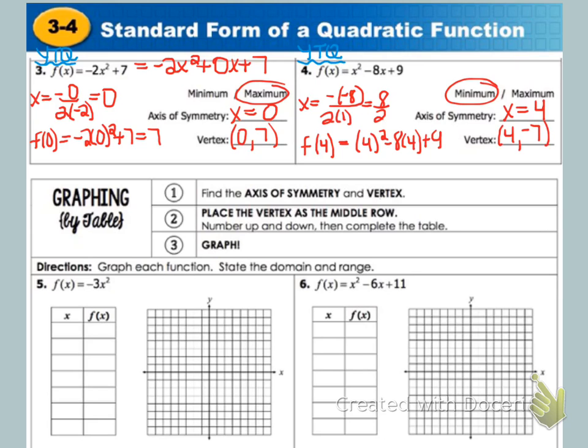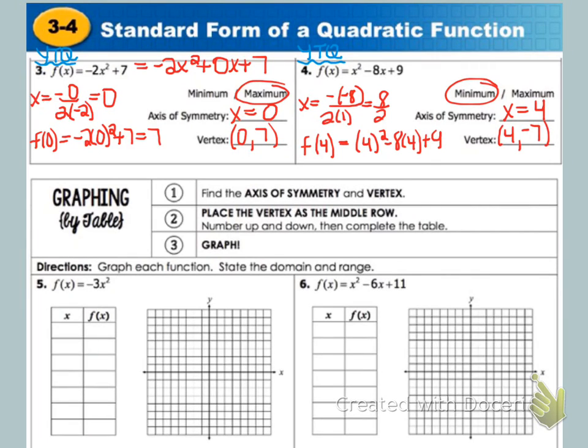All right, so thank you for trying those and tuning back in. Let's take a moment and check our answers. Number 3 represents a maximum. The vertex would represent a maximum. The axis of symmetry is the vertical line x equals 0, which again is the y-axis. The vertex is at (0, 7). And number 4 represents a minimum value because that opens up. The axis of symmetry is at x equals 4, and the vertex is (4, -7).